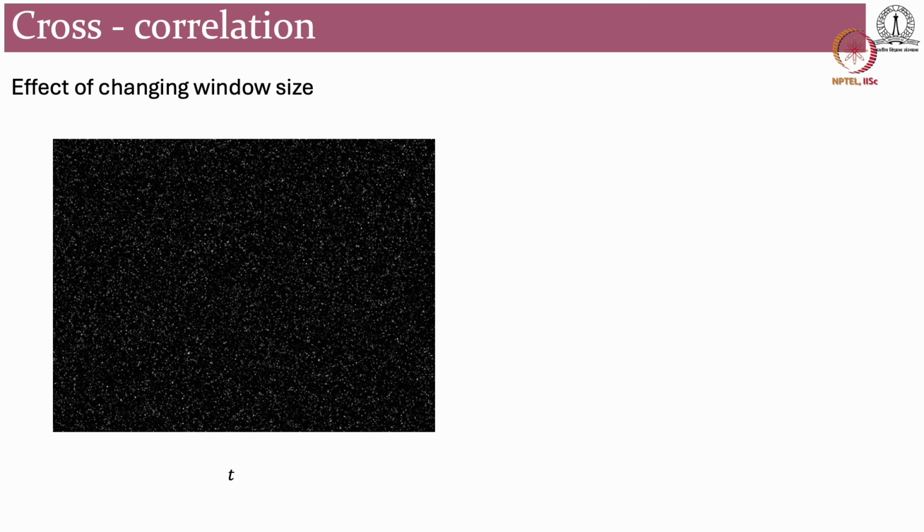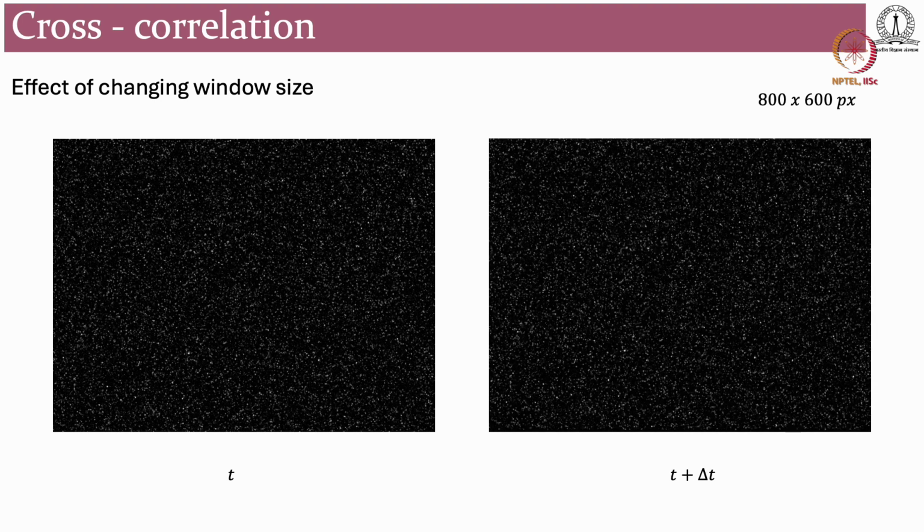You can actually generate some synthetic images by giving the parameters. So here basically the number of particles it is using to simulate this image is around 1 lakh, and the size of each particle is 3 pixels. I have taken this image at some time t, and the total size is 800 by 600 pixels, and at some time t plus delta t I have generated this image. So these are typical PIV images, and it looks like this.